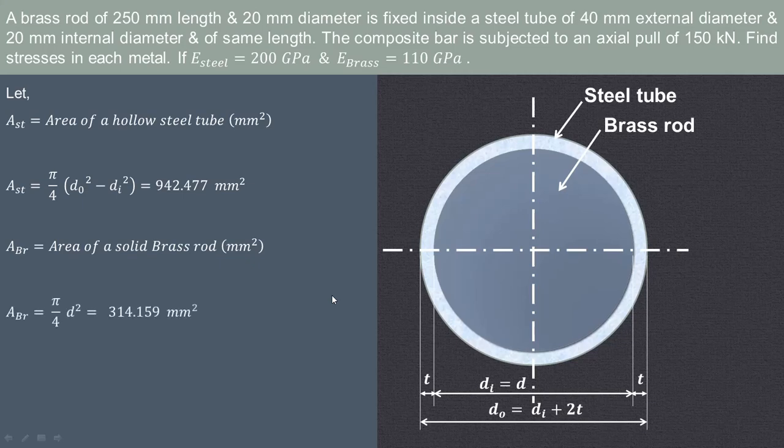Then the area of the solid brass rod will be pi by 4 d square. The value of d is nothing but di, and that is 20 mm. So in place of d, we have to substitute 20 mm. So pi by 4, 20 square, that is 314.159. Now we know that the condition is elongation in brass must be equal to elongation in steel because it is acting as a single bar.